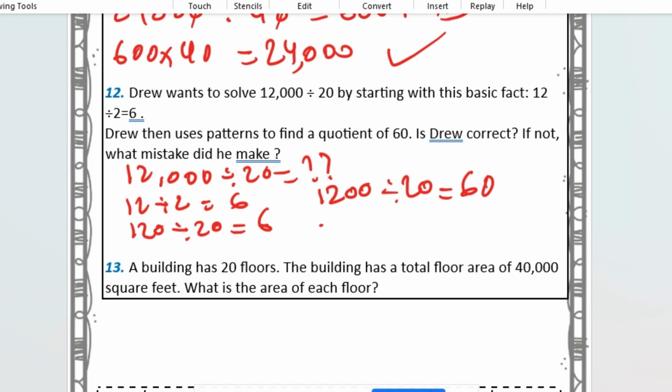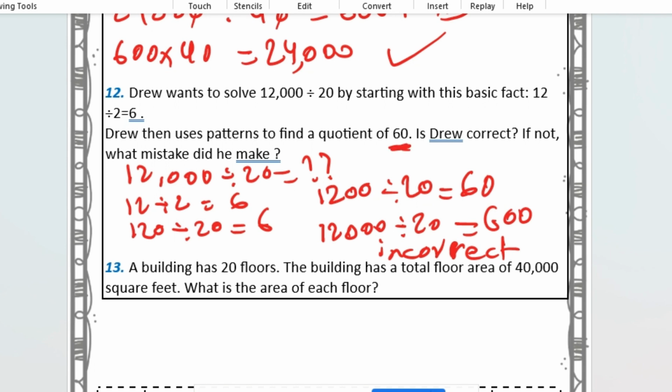Now let's multiply again by 10. So it will be 12,000 divided by 20. So this will also be multiplied by 10, so the answer is 600. So Drew is what? He's incorrect. Why? Because he said the quotient is 60, but no, the quotient is 600.